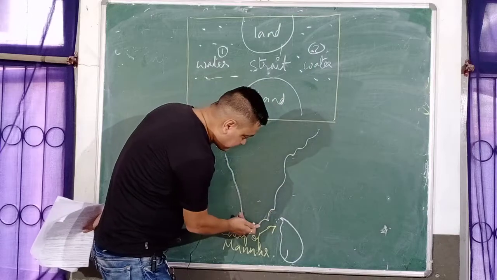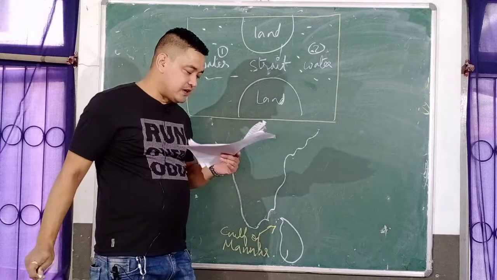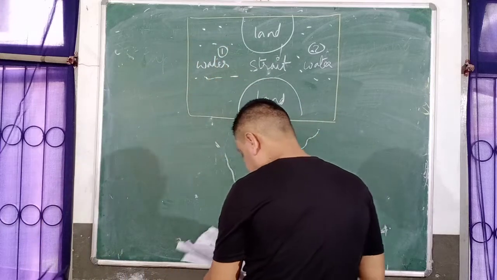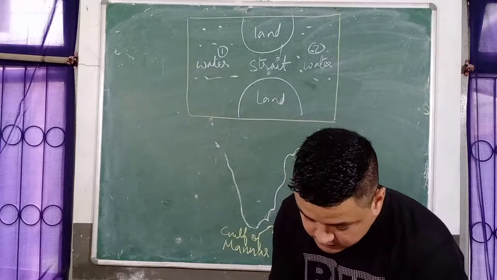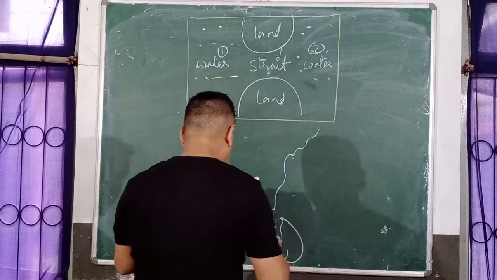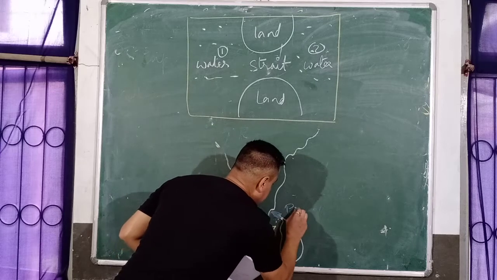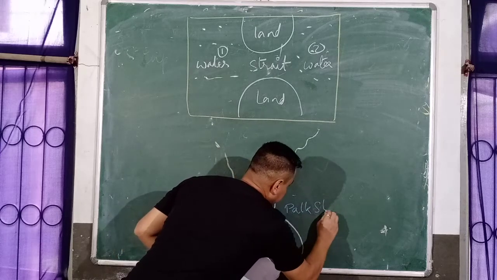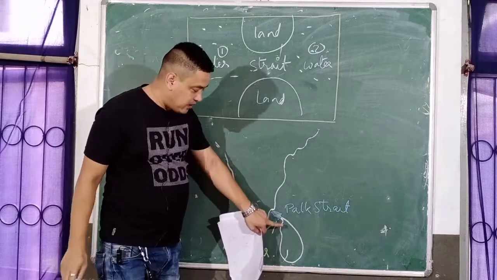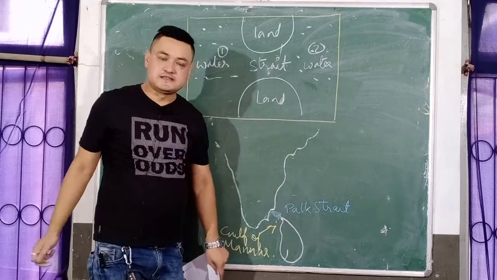Now, the Palk Strait that I have drawn here in the map. I am going to use a blue chalk so that you can understand where the Palk Strait is. Palk Strait is here. P-A-L-K, Palk, S-T-R-A-I-T, Strait. Palk Strait is located here. It separates two lands. It separates India and Sri Lanka.